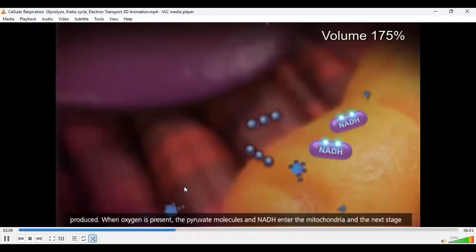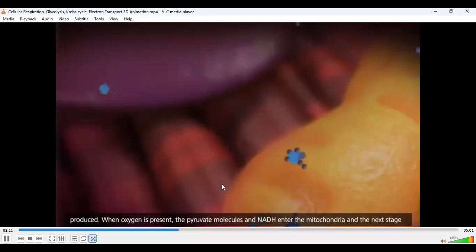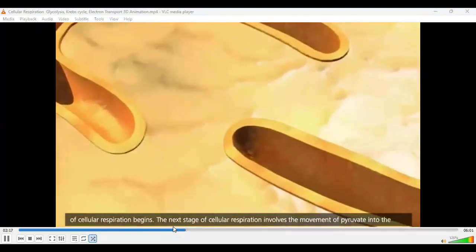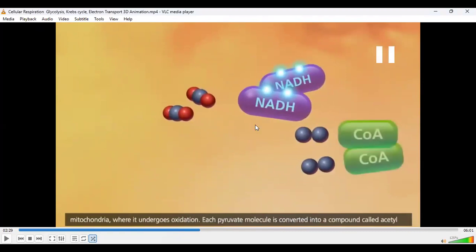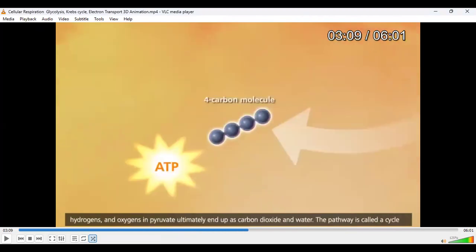Pyruvate and NADH enter the mitochondria, and the next stage of cellular respiration begins. The next stage involves the movement of pyruvate into the mitochondria, where it undergoes oxidation. So we are breaking down the pyruvate here in the matrix of mitochondria. Look, each pyruvate molecule is converted. See, we removed 1 carbon from this and 1 carbon from that, and we turned them to carbon dioxide.